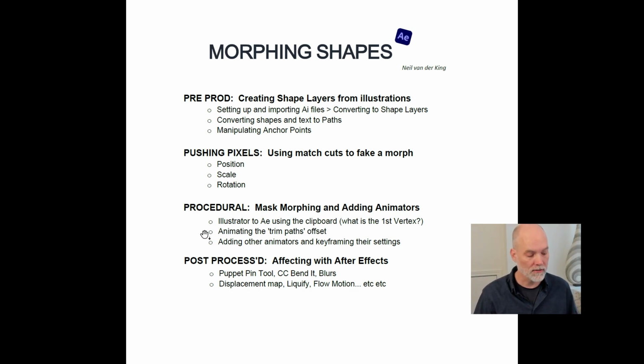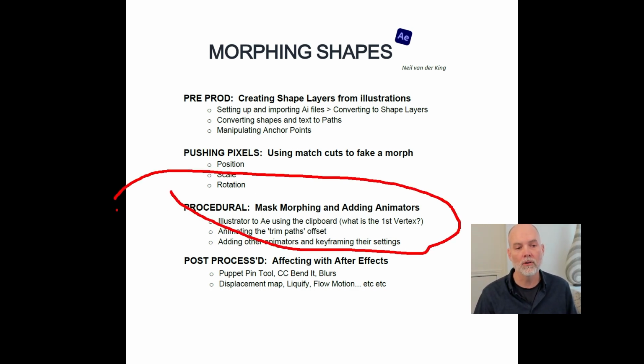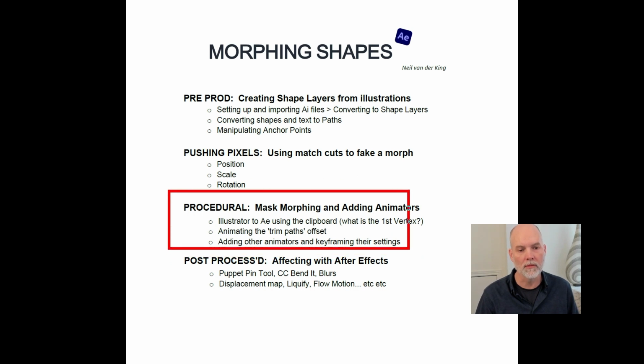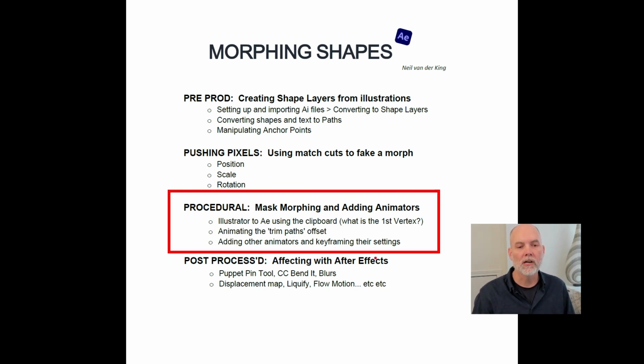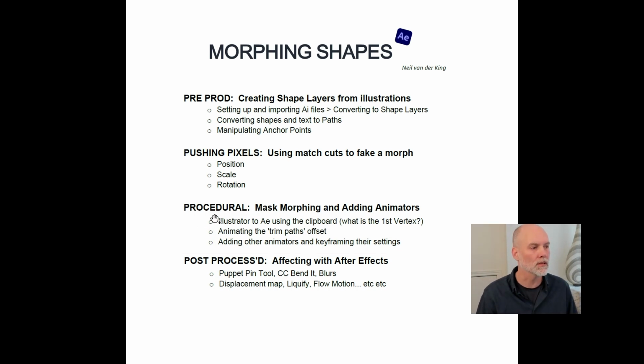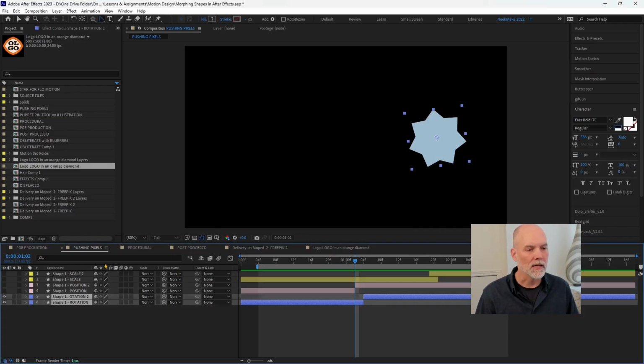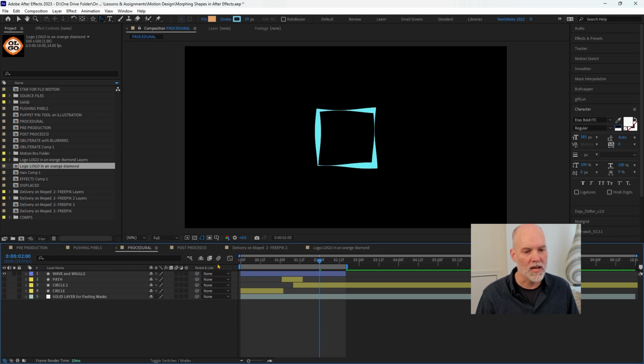Now, there's all kinds of procedural elements here, right? So let's try this. We'll do a mask morphing. Okay, so from Illustrator to After Effects using the clipboard. All right, so this is an interesting little workflow that can be very useful.